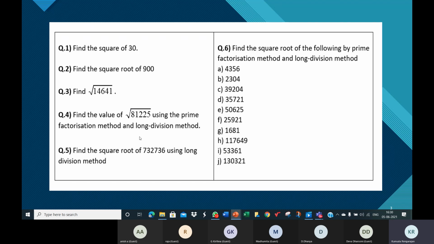So this class you will be learning how to find the square of a number and the square root of a given number. The square of a number you understood. The square of 10 is 10 into 10, 100. The square of 12 is 12 into 12, 144. So we learn the square root of a given number using two different methods. One is the prime factorization method and the other is the long division method. And what I told you is, when you see this symbol, you read it as the square root of.